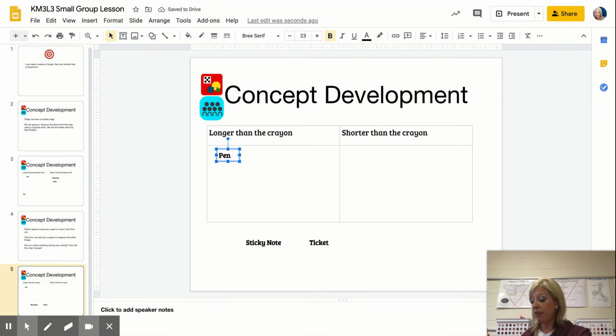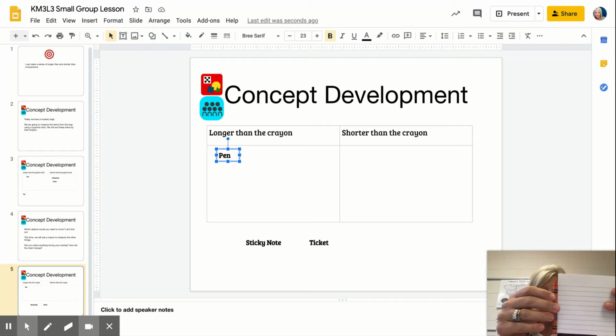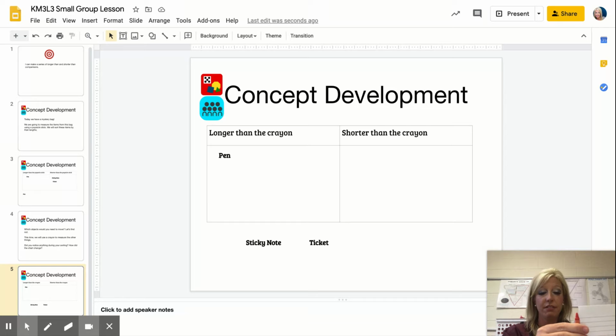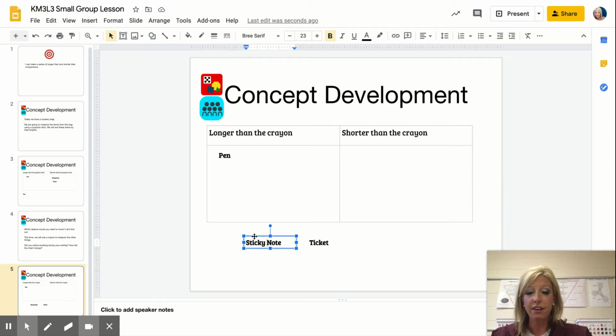Next, we have our sticky note. Our sticky note, I have it lined up. Is it longer than or shorter than my crayon? What area does that go in? Does it go in the side that says longer than the crayon or shorter than the crayon? Very good. If you look here, our sticky note is longer than the crayon.